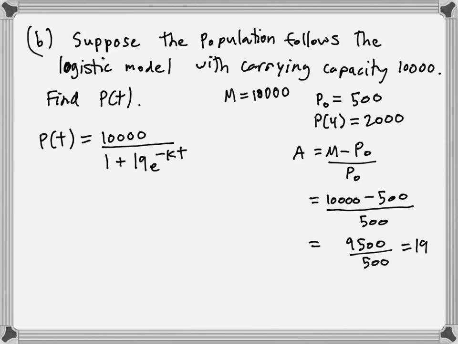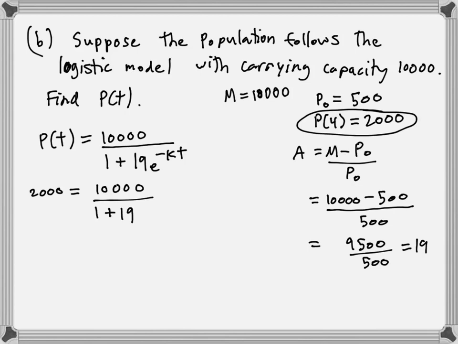So now we want to find k. So to find k, we're going to use this guy. Okay. So P of 4 is equal to 2,000. This means that 2,000 is equal to 10,000 over 1 plus 19 e to the negative 4k.